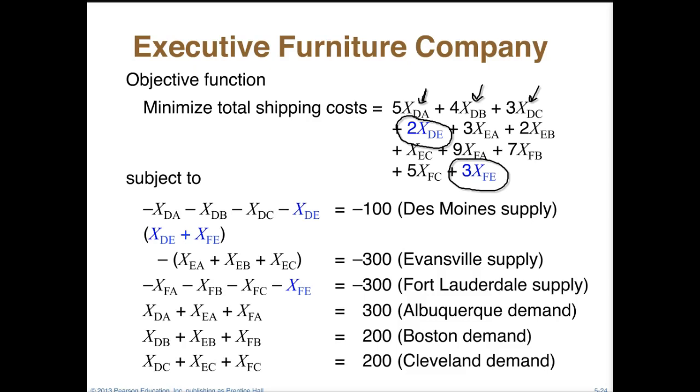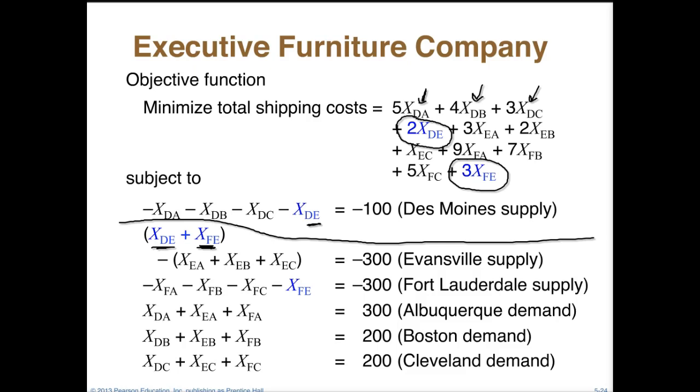And of course, for the supply nodes, now since we're going to ship all of our product to Evansville, we need to know what came from Des Moines to Evansville as well. So we have to track that. Now, for the Evansville supply, we know that we have product coming in from Des Moines to Evansville, and we have product coming in from Fort Lauderdale to Evansville as well.